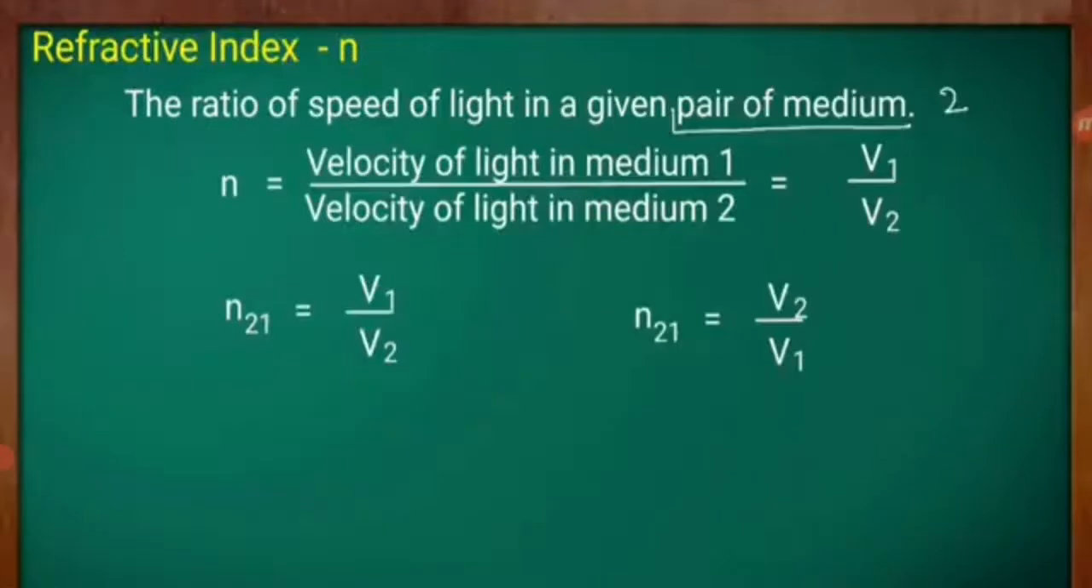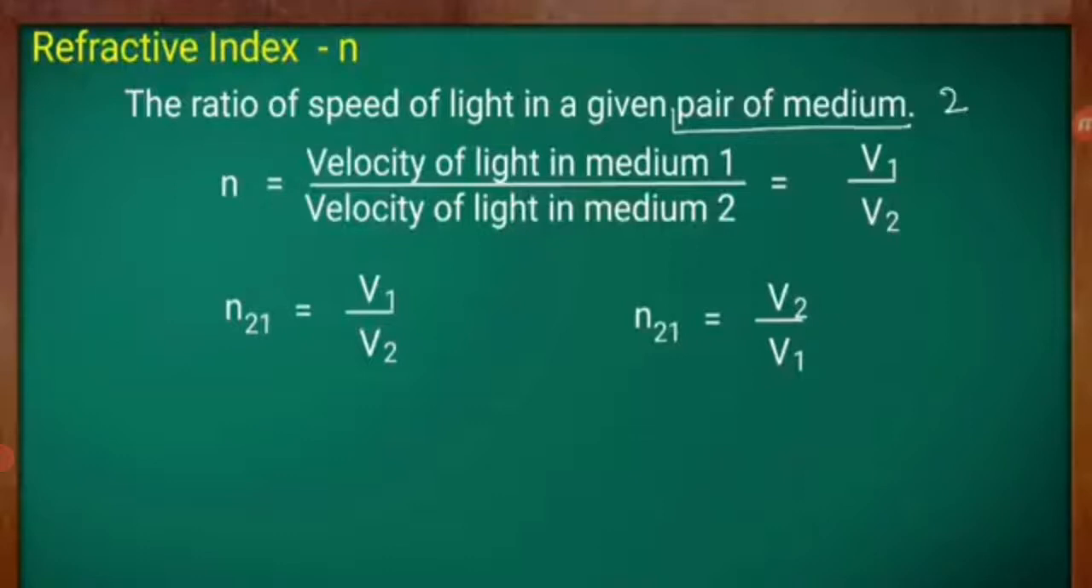Now let us understand the refractive index, children. Refractive index is nothing but the ratio of the speed of light in a given pair of media. Because of refraction we need two transparent media, and the refractive index can be expressed as the velocity of light in the first medium divided by the velocity of light in the second medium. There are two different types we are considering here. That is n21, that is v1 by v2.